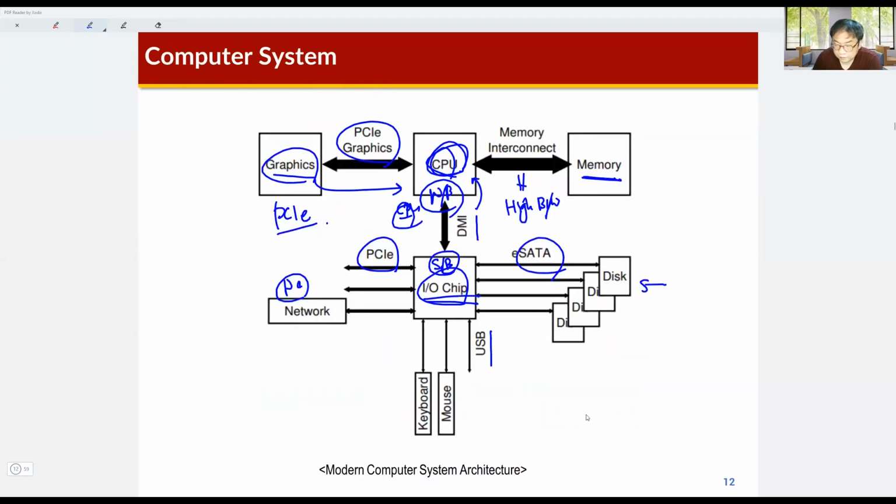But just understand that this is modern computer system architecture: how the CPUs, GPUs, or memories are connected, and how the other I/O devices are connected via I/O chips or mainboard chips in the computer system architecture.